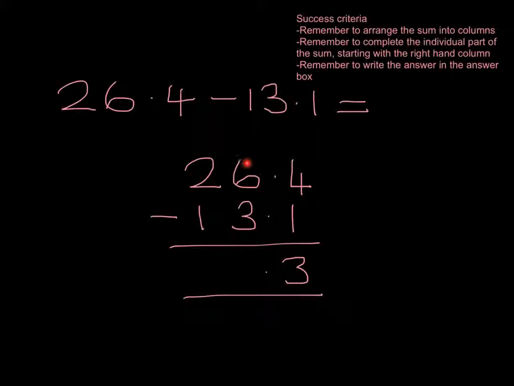6 units, subtract 3 units, leaves 3 units. 2 tens, subtract 1 ten, leaves us 1 ten, giving us an answer of 13.3.